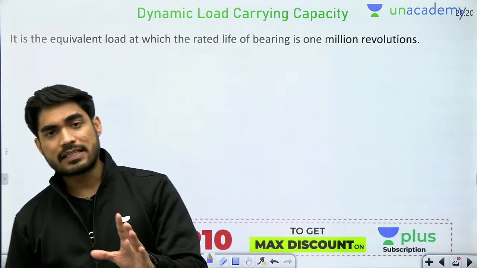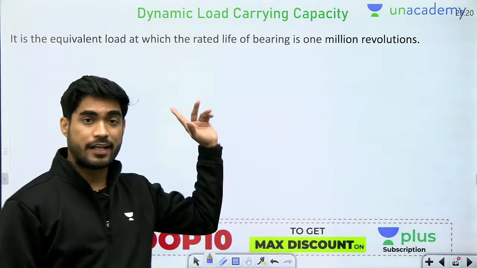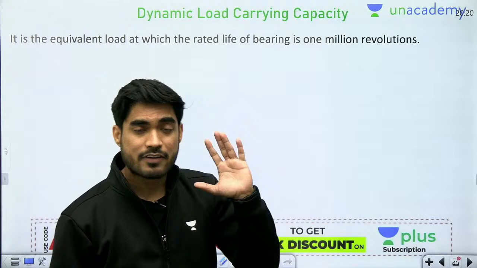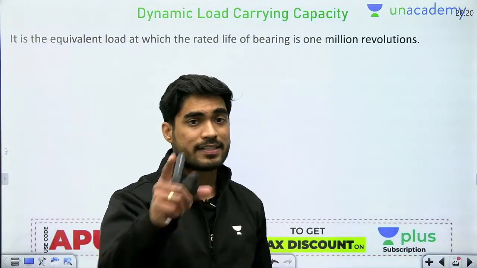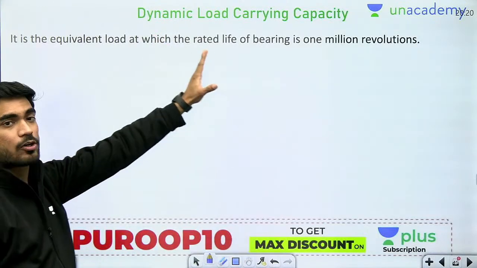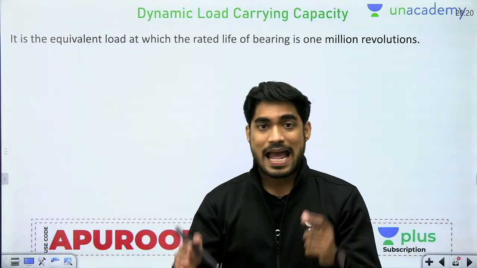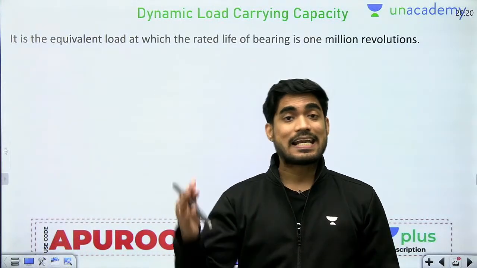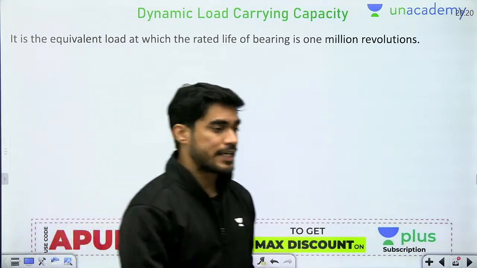Remember that life is always calculated in million revolution. In these equations, life has to be put in million revolution. 1 million revolution means 10 to the power 6 revolutions. So do you understand what is dynamic load carrying capacity? It is the equivalent load at which the rated life is 1 million revolution. It is like a property of the bearing.